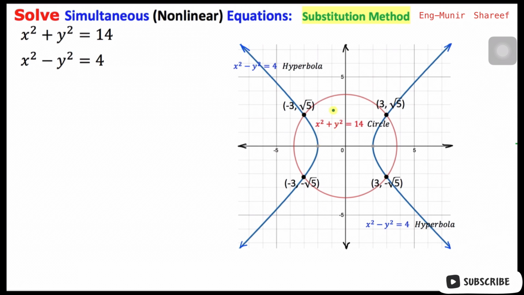The red one, this circle, is represented by x squared plus y squared equal to 14, and the other one, x squared minus y squared equal to 4, is a hyperbola. As you can see, these two graphs intersect at 4 different points, the ones that I'm going to show you by circling them. The first one is this one, second one is this, third and fourth. So these are going to be our solution points. And now I will show you how to solve these simultaneous equations algebraically.